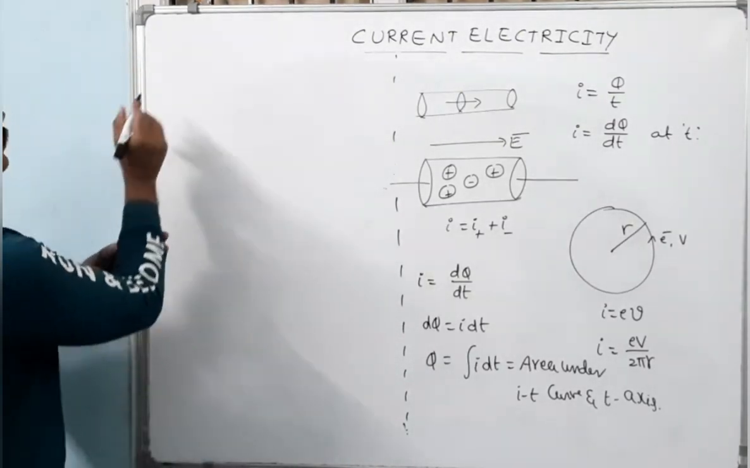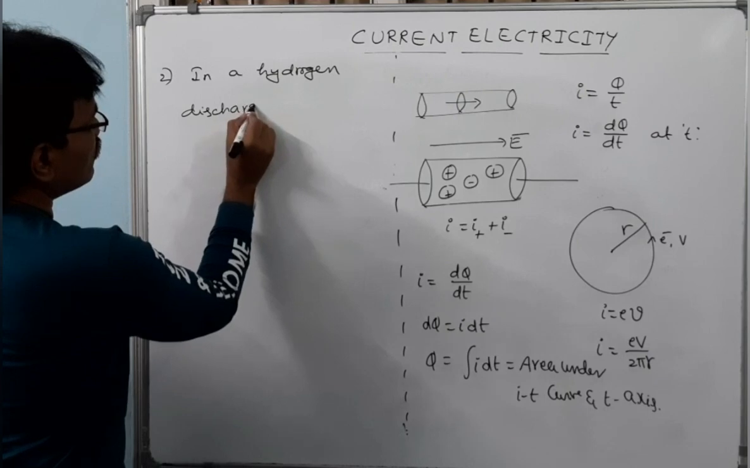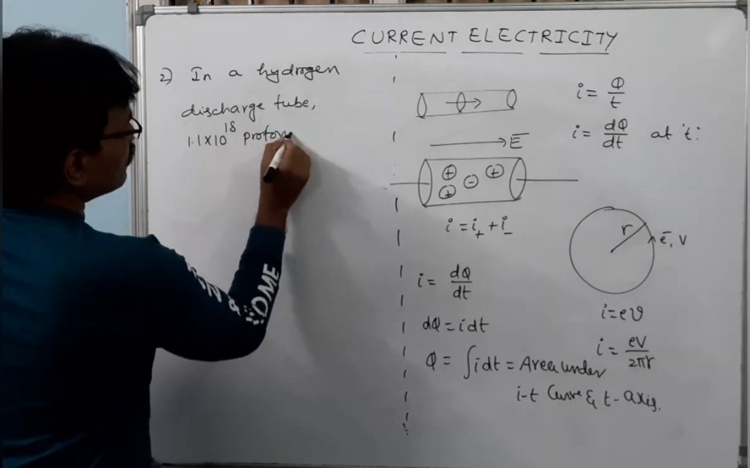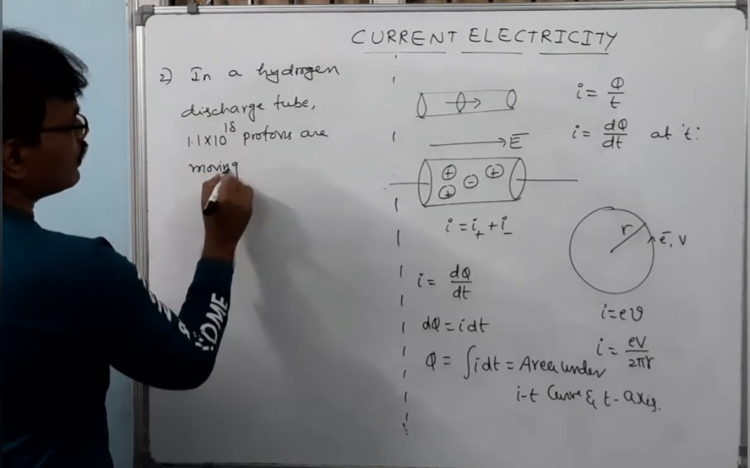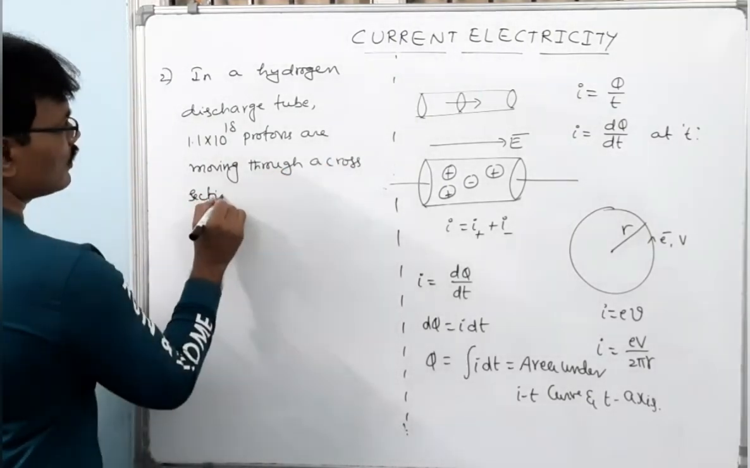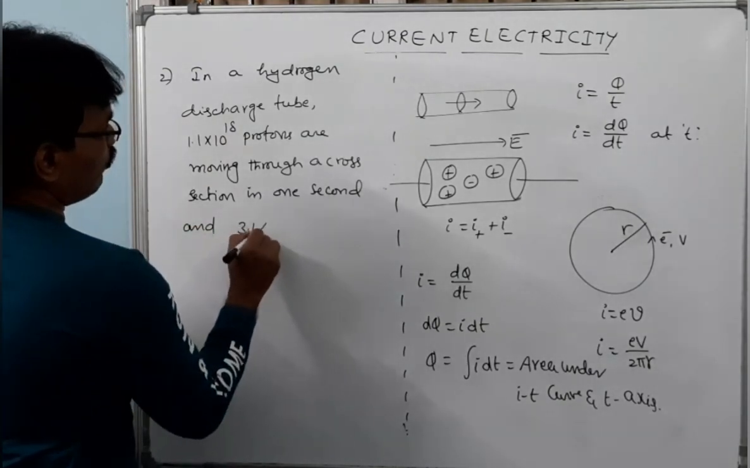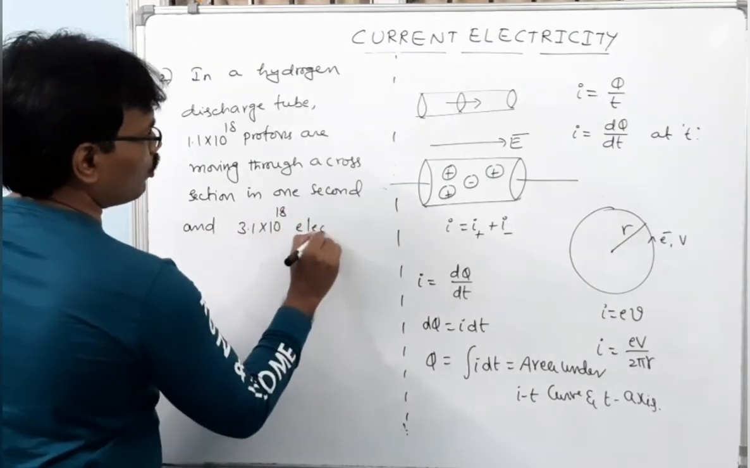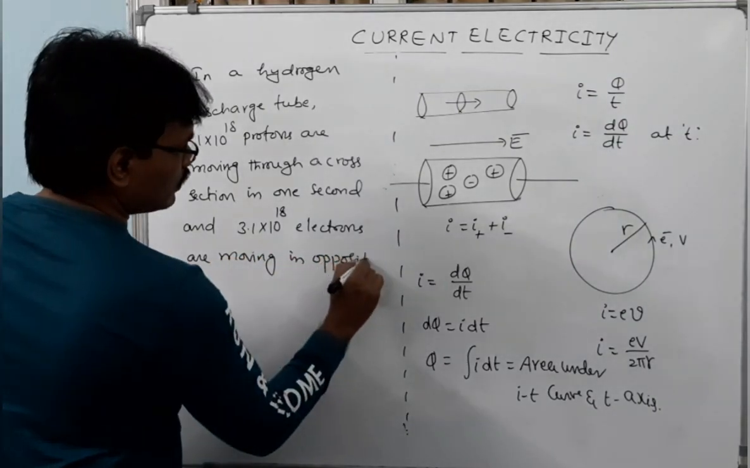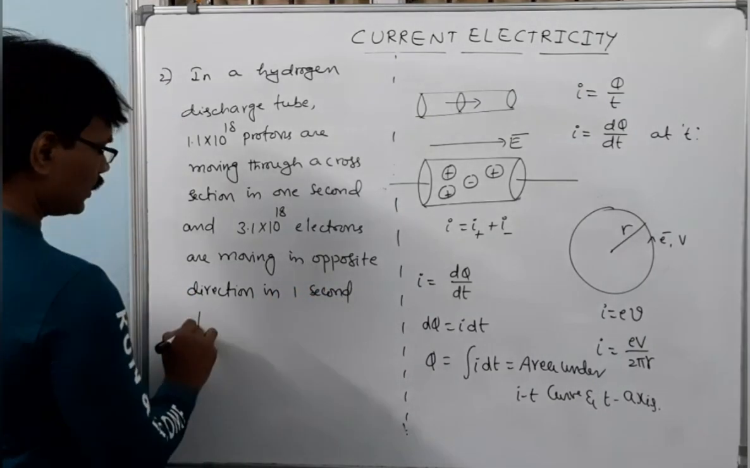Next question, question number 2. In a hydrogen discharge tube, 1.1 into 10 power 18 protons are moving through a cross section in 1 second, and 3.1 into 10 power 8 electrons are moving in the opposite direction in the same 1 second through another cross section in the tube.